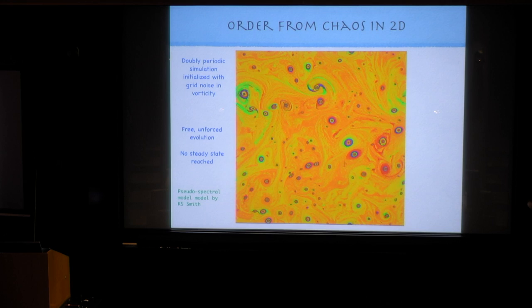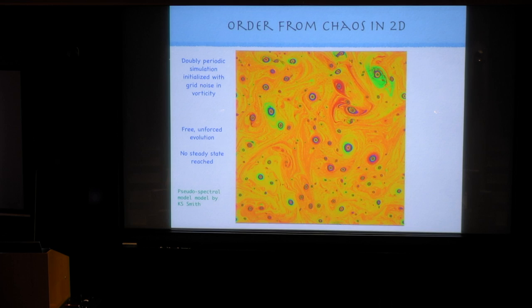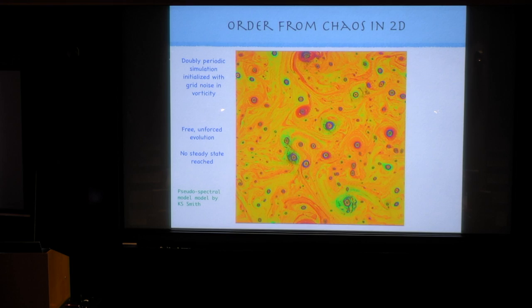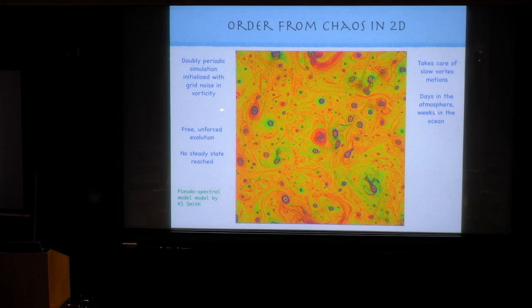So this is just an initial value problem run because it's so easy to do now. It's 1,000 squared. So it's remarkable what we can do now, just to do a little extra demonstration. There's no attempt made here to reach a steady state at all. It's just to show the vortex dynamics. OK, so that takes care of the slow vortex motions. These time scales are days in the atmosphere, that's our weather systems, and weeks in the ocean.